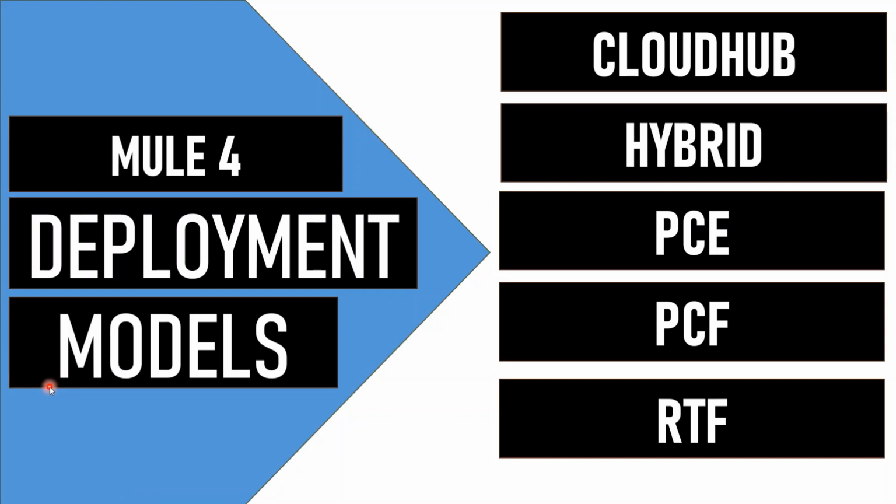MuleSoft provides multiple deployment models to cater to an organization's security or application infrastructure requirements. Depending upon the use case, one can choose between CloudHub, Hybrid, Private Cloud Edition, Pivotal Cloud Foundry, and Runtime Fabric deployment models. In this video, we will have an overview of the different deployment models provided by MuleSoft.